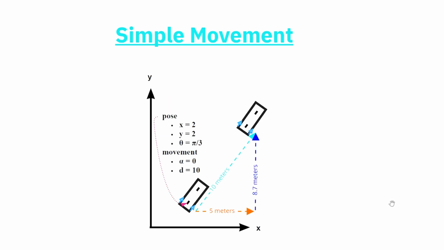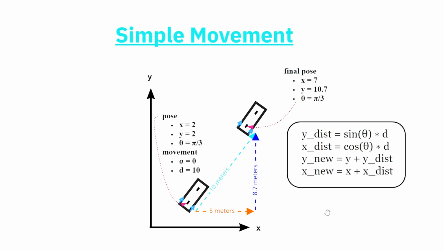The final pose is x equals 7, y equals 10.7, and theta equals pi over 3. To get this, we can multiply our forward movement distance by sine of the orientation to get the change in the y direction, and multiply by cosine of the orientation to get the change in the x direction.